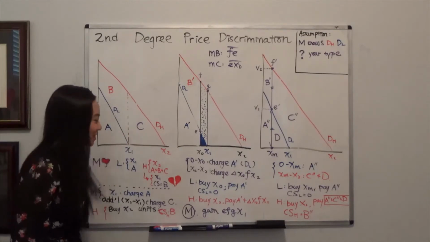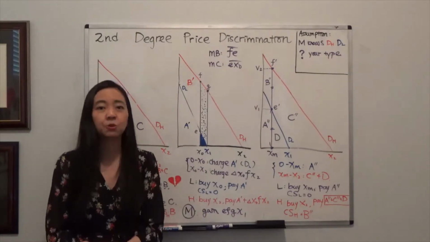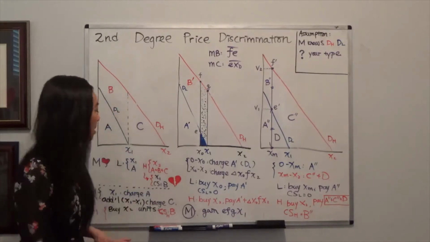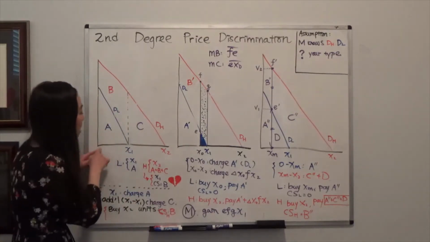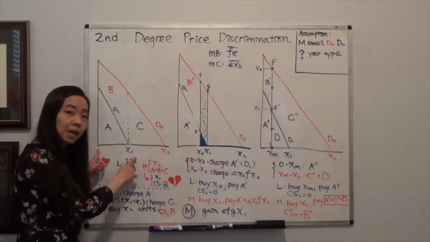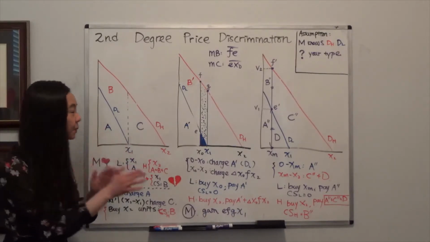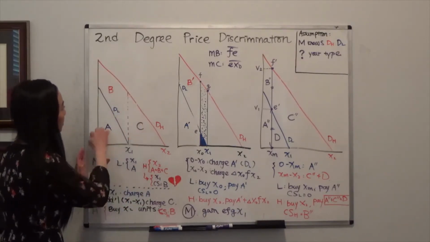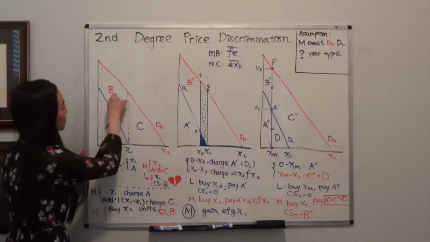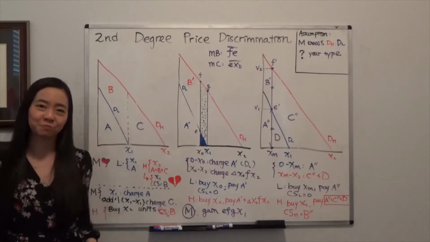Now the problem is that in this scenario, I cannot tell whether you are a high type or low type consumer. So if you're a high type consumer, you're going to say, no, I'm the low type consumer, and I only want to buy X1 units. Then what happens? If you say you're a low type and only want to buy X1, but you are actually the high type, then you're going to go home with consumer surplus B, because you only pay A, and your real willingness to pay is here.